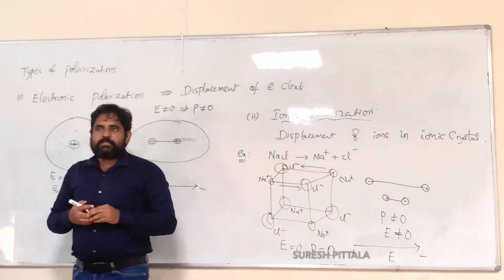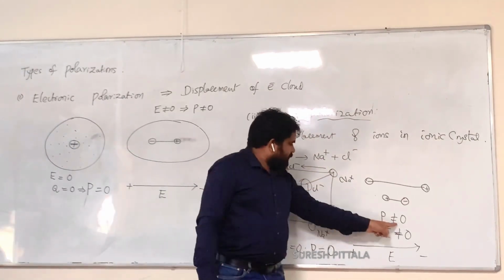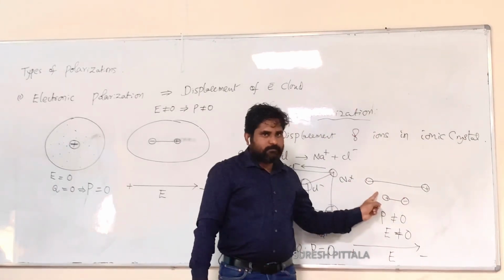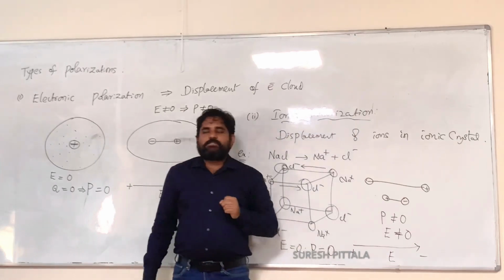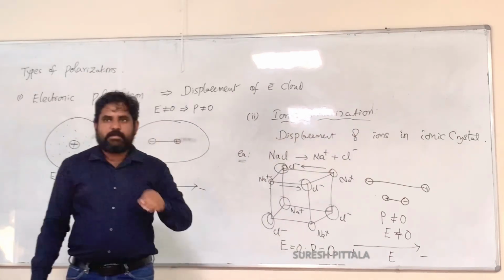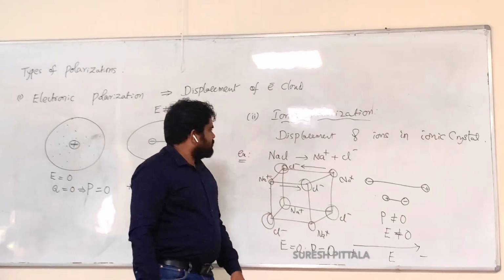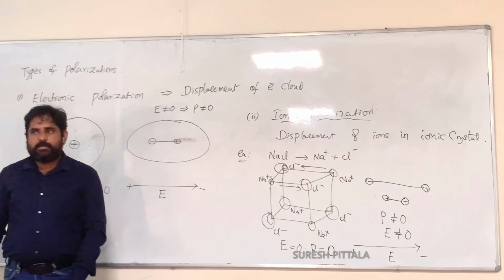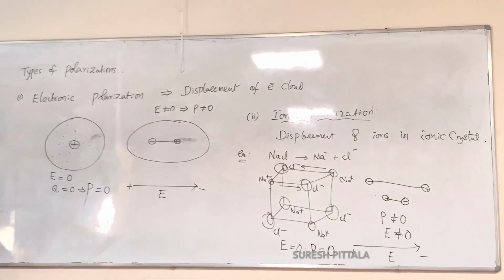If it happens, that is called ionic polarization. So if polarization is a result of the movement of the ions, the ionic polarization happens due to the displacement of the ions in an ionic crystal. The only prerequisite is you need to have ions in your system, otherwise this cannot happen. Right? These two are clear? If it is clear, I will move to the next one.